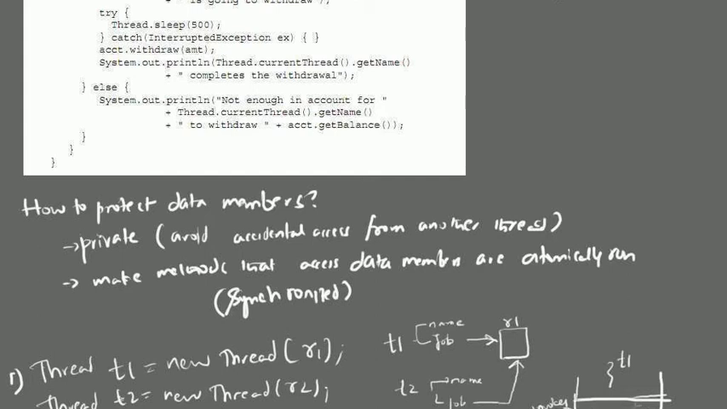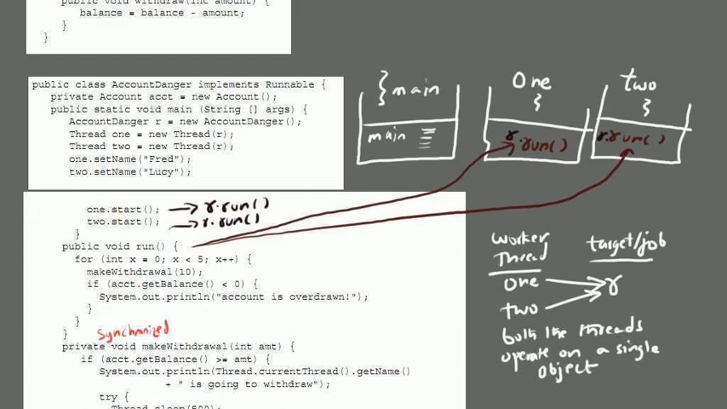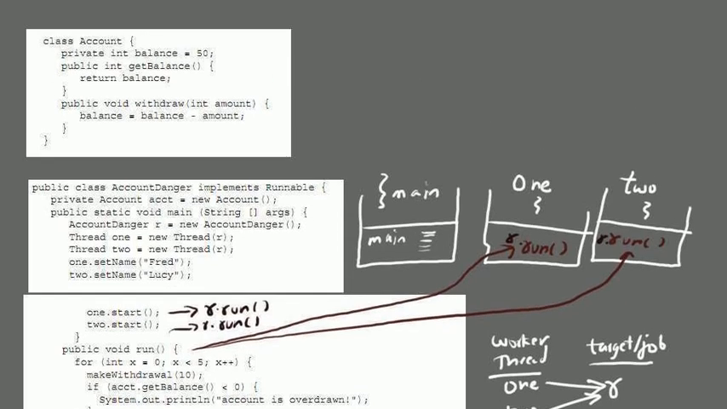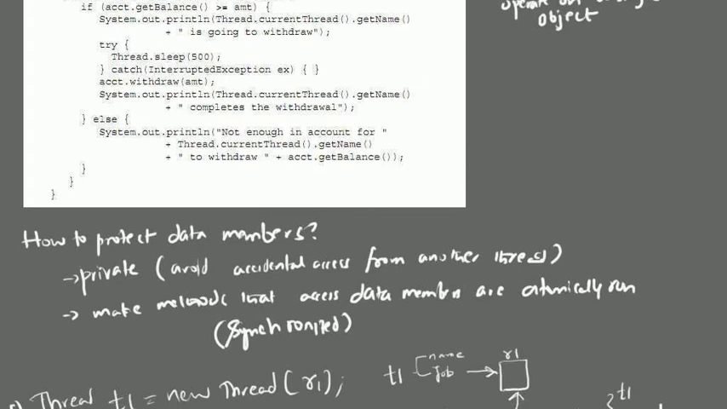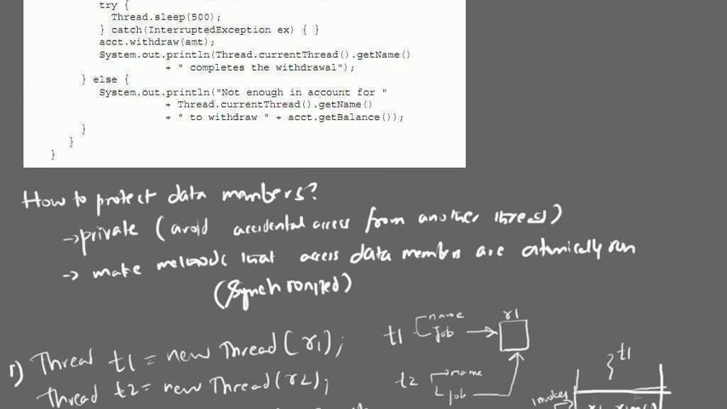One thing you have to do is make them private, so you can avoid accidental access from another thread. If I had made balance public, I could have accidentally modified it from my main method. So in order to avoid such accidental or inadvertent modifications, you need to make them private. Now the most important solution is to make the methods that access data members run atomically. And how would you do that? You could do that by adding the synchronized keyword.